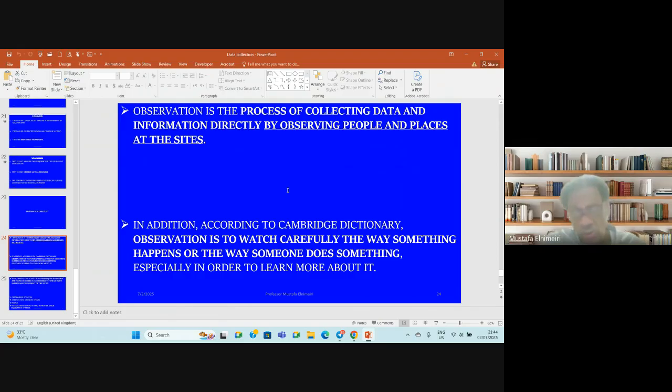In addition, according to the Cambridge Dictionary, observation is to watch carefully the way something happens or the way someone is doing something. Maybe somebody who is, for example, a healthcare provider is counseling an HIV patient or a lady for family planning. So you observe how the behavior is going on and how the communication is between, for example, the patient and the healthcare provider, especially in order to learn more about such behavior.